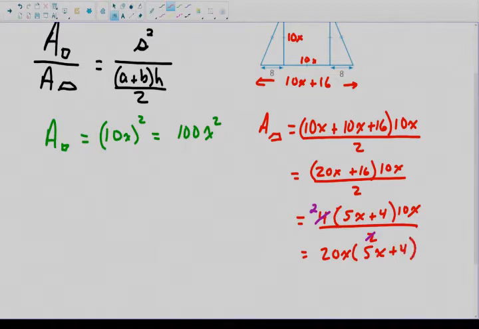Now I don't want to expand this because we're going to be combining it in a ratio and we want to see if anything cancels out, so it's actually better to leave it factored. So let's combine it all back into the area of the square divided by area of the trapezoid. So the area of the square is 100x squared. The area of the trapezoid is 20x times 5x plus 4.